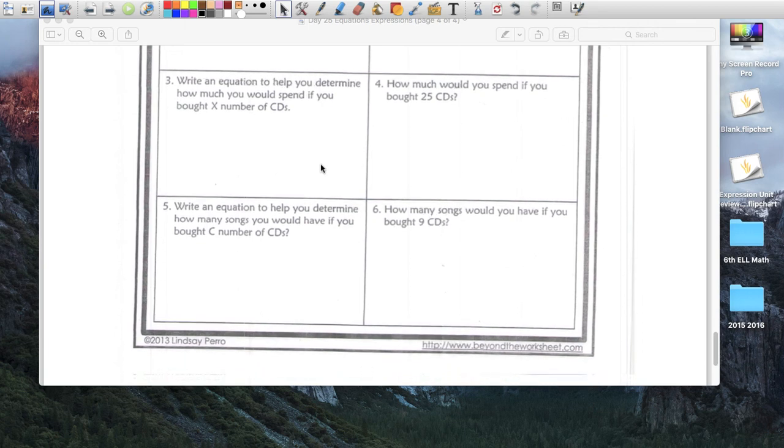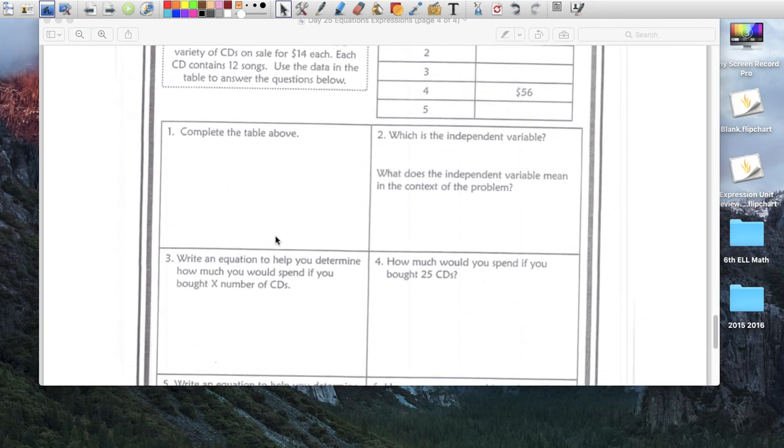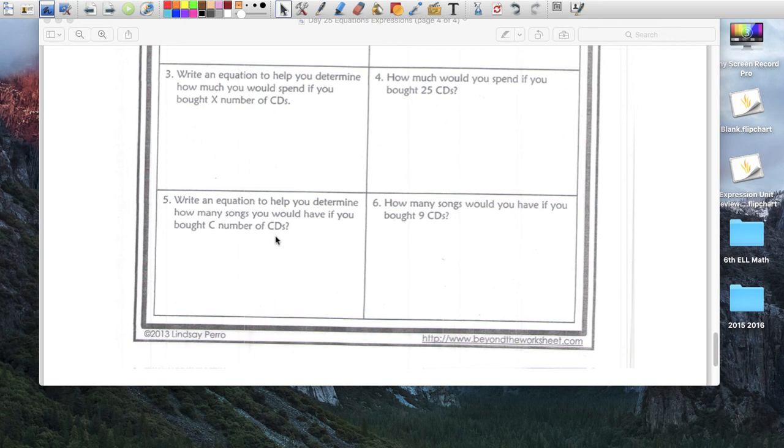Write an equation to determine how many songs you would have if you bought C number of CDs. Each CD has 12 songs. So here's the equation. The total number of songs, represented by T, I know there's 12 songs in each CD, just letter C. So 1 CD, 12 times 1, 12 songs. If I buy 2 CDs, it would be 12 times 2, 24 songs.